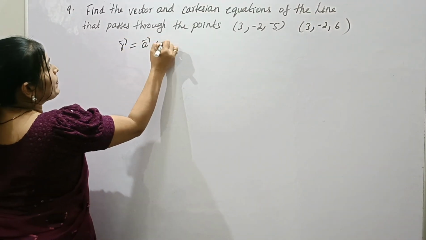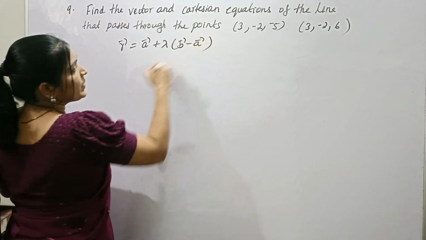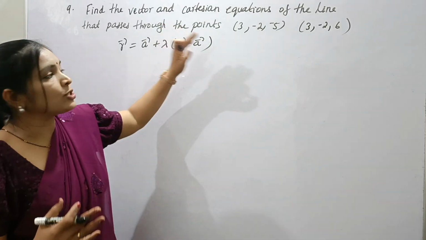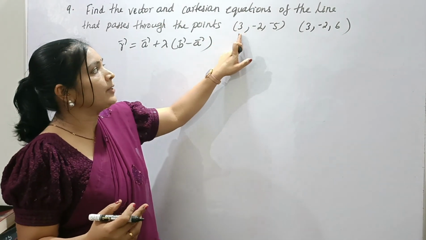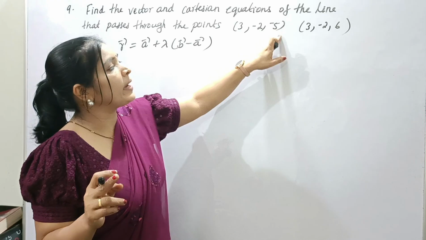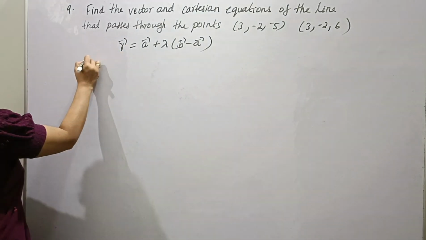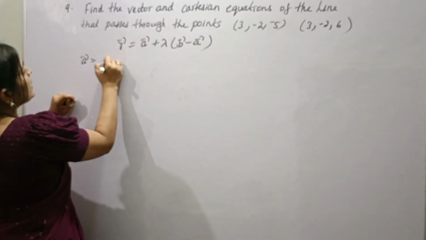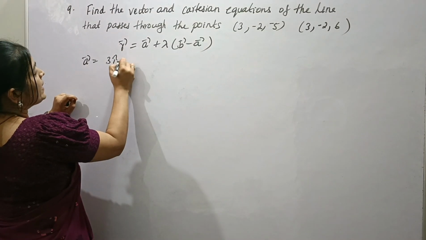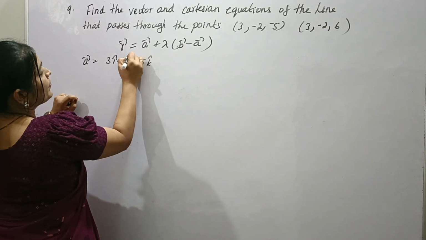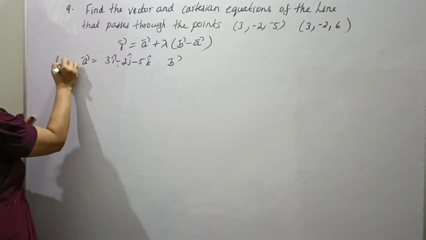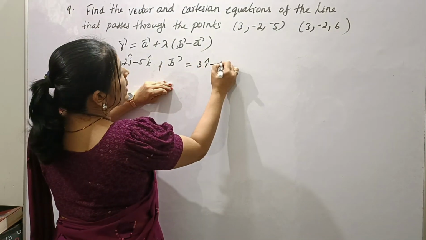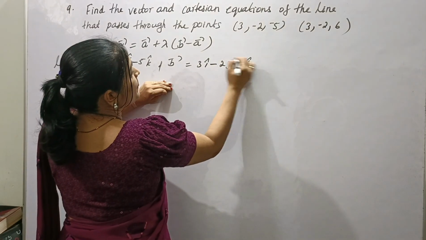Vector r is equal to vector a plus lambda into (vector b minus vector a). What are vector a and vector b? Position vectors of the points on the line. Here the 2 points are (3, -2, -5) and (3, -2, 6). So vector a is the position vector of the point (3, -2, -5), that is 3i - 2j - 5k, and vector b is equal to 3i - 2j + 6k.